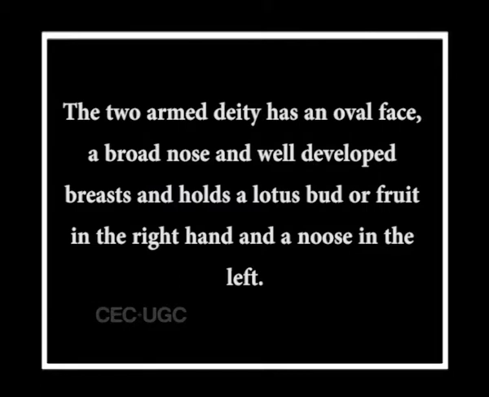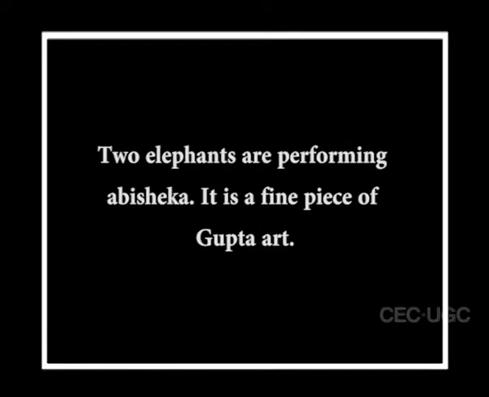The two-armed deity has an oval face, a broad nose, and well-developed breasts, and holds a lotus bud or fruit in the right hand and a noose in the left. Two elephants are performing abhisheka. It is a fine piece of Gupta art.